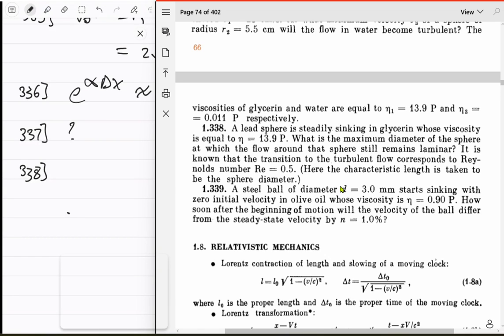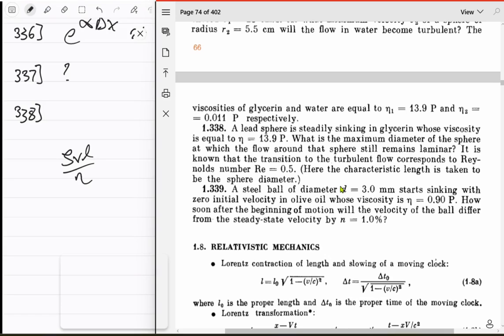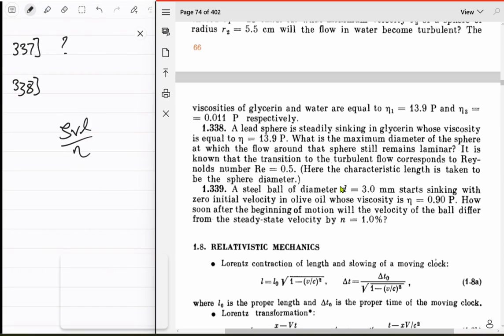So what was the thing? Rho v L upon eta. That was the formula, right? Yes. Let's be honest, in this case it's like 2 rho v r upon eta, right? Okay. So let's study this thing, sinking in glycerine whose viscosity is equal to this thing. What is the maximum diameter of the sphere at which the flow around that sphere still remains laminar? It is known that the transition, wait, maximum, oh, okay, fine.